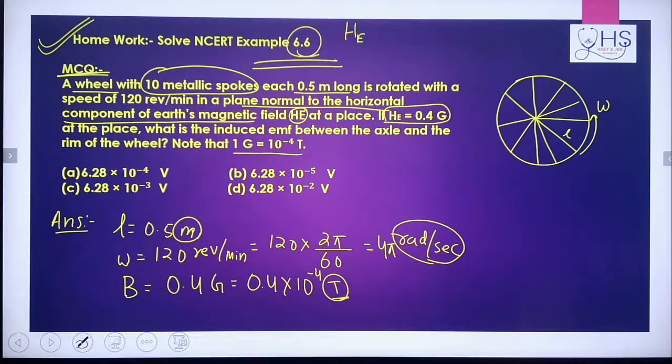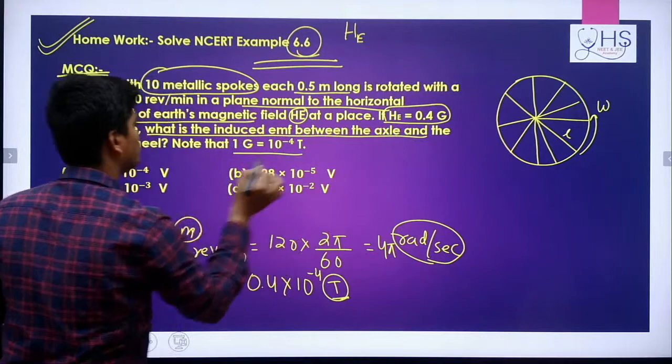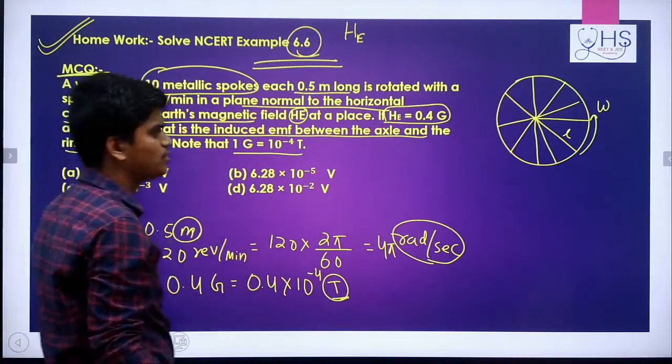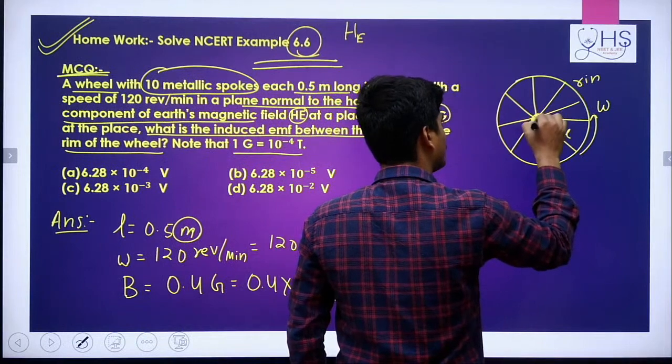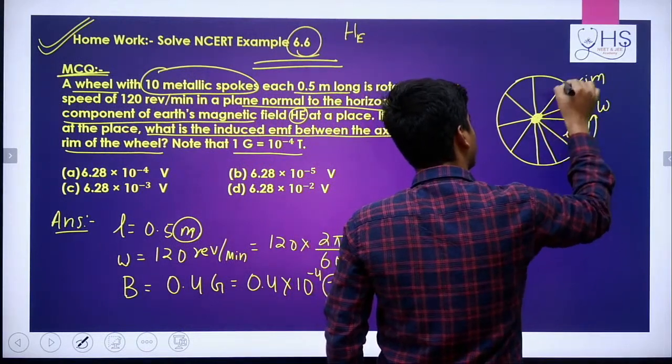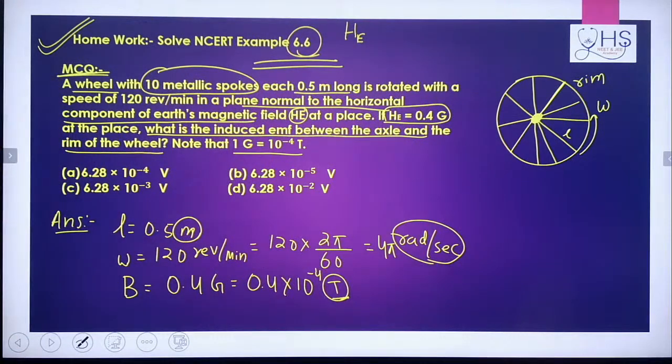B omega L. Now they are telling it is rotating actually. These spokes are all rotating. What is the induced EMF between the axle and the rim? So this is the rim actually. This is called rim and this is called axle. So between rim and axle, what is the EMF? That means they are asking about the rotational EMF actually. Okay, they are asking about rotational EMF.